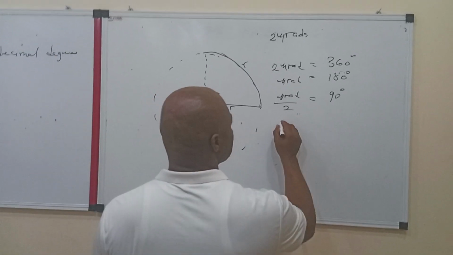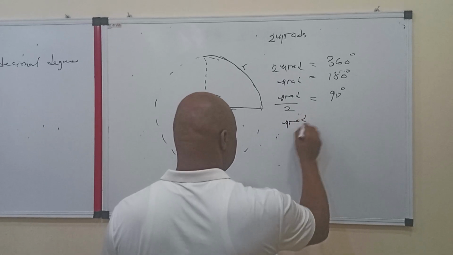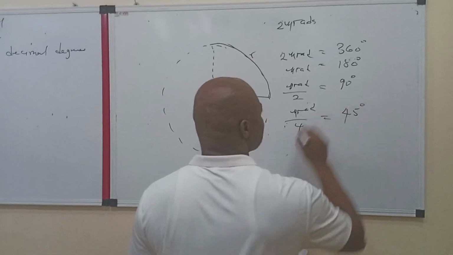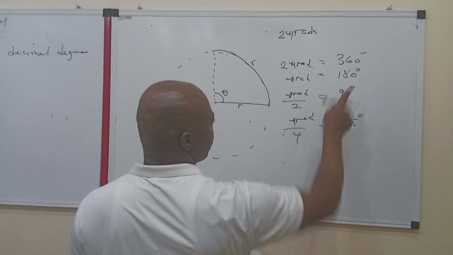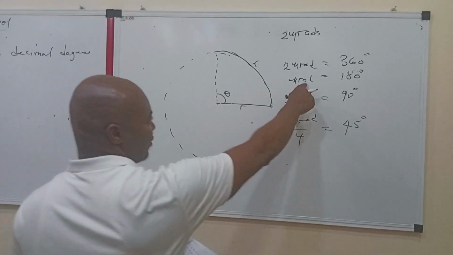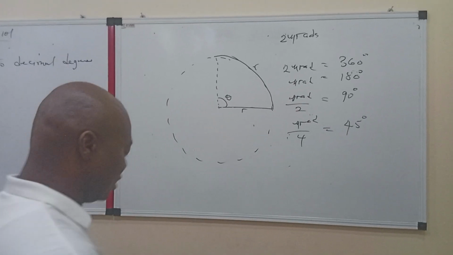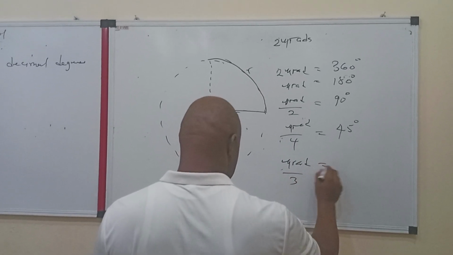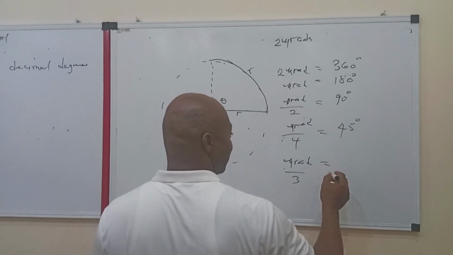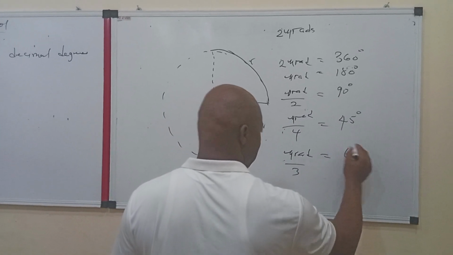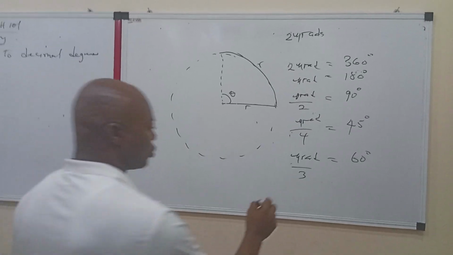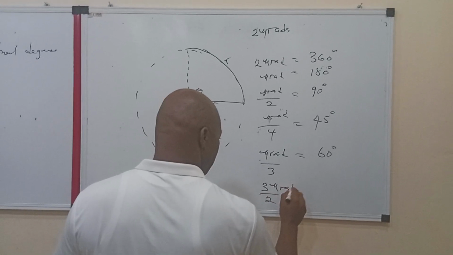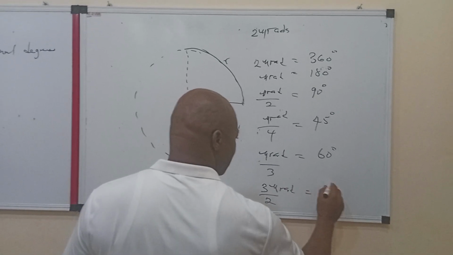What if we are interested in pi rad all over 4? Then this will give you 45 degrees, because pi rad is equal to 180 degrees, so this divided by 4 will give you 45 degrees. What if we are interested in pi rad all over 3? This is 180 divided by 3, which is 60 degrees, and so on. We can also talk about it in terms of 3 pi radian all over 2, which is 270 degrees.